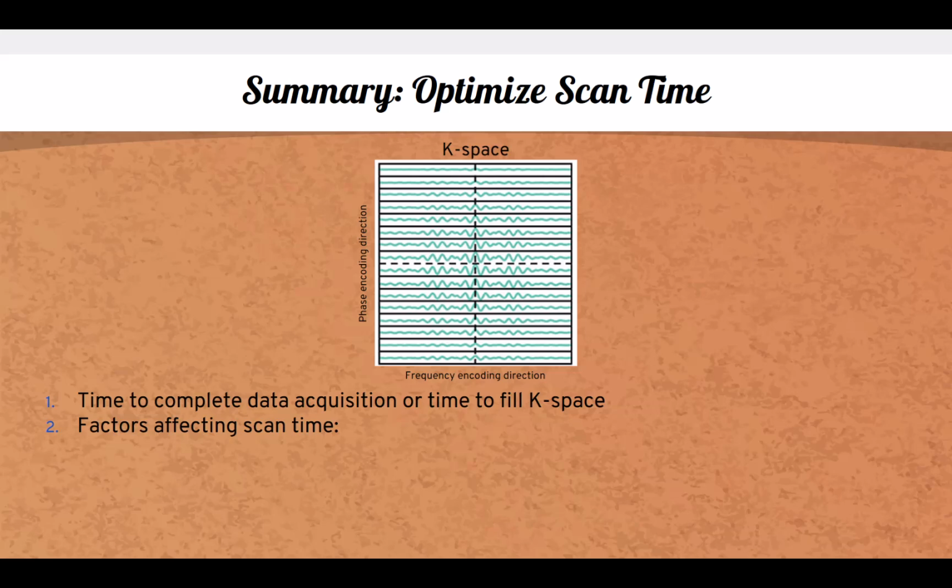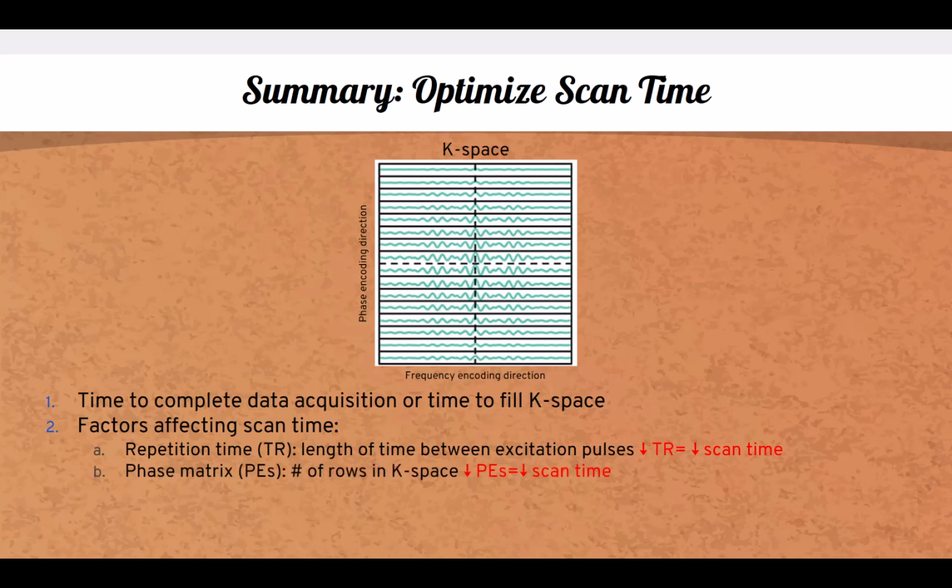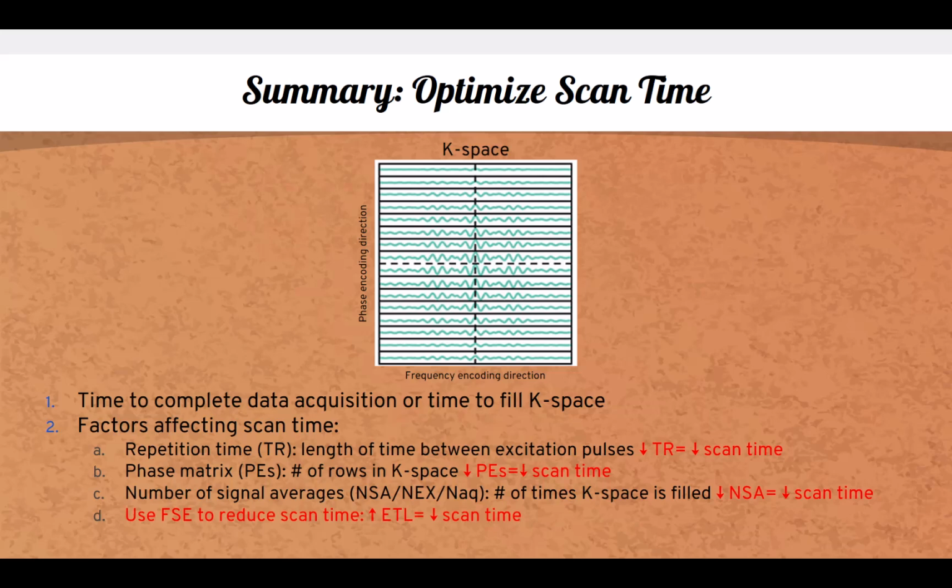So in summary, to optimize scan time, you want to reduce your TR, reduce the phase encoding steps, reduce the number of signal averages, use a fast spin echo to reduce scan time, because if you increase your echo train length, you're going to decrease scan time, and finally reduce the number of slices. Because if you reduce the number of slices in a 3D acquisition, you're going to reduce scan time.